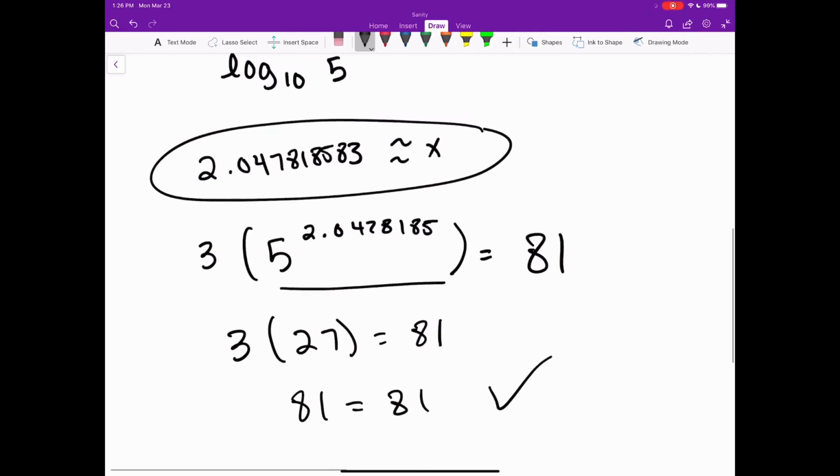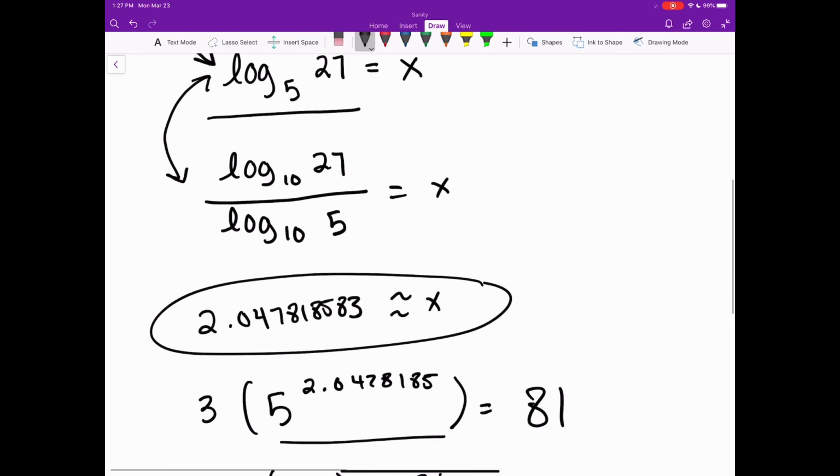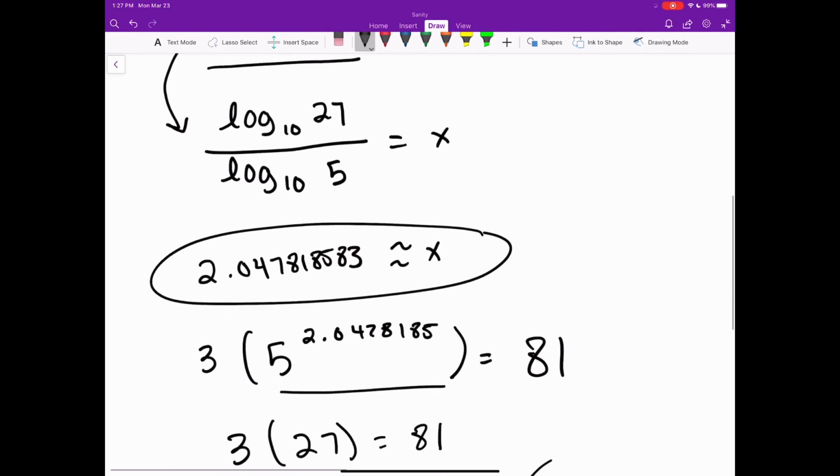Check. There's our answer. And since the question asks us to round to the nearest hundredth, I'm going to take that guy and say it's about 2.05. All right, and there's our answer.